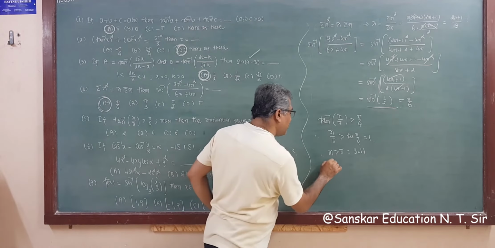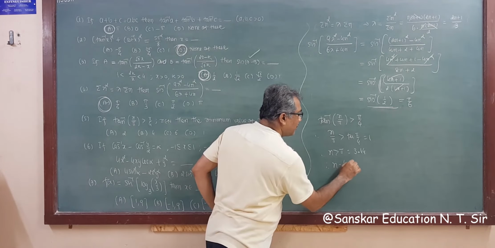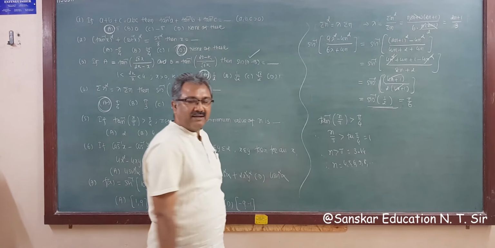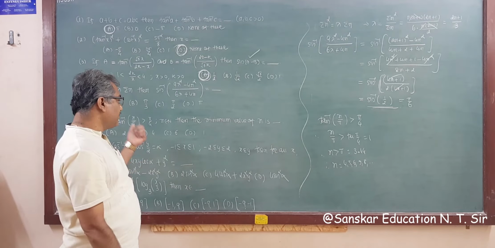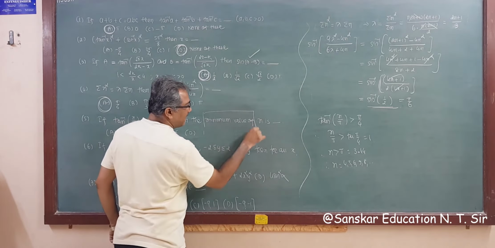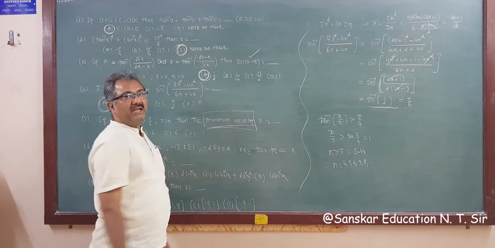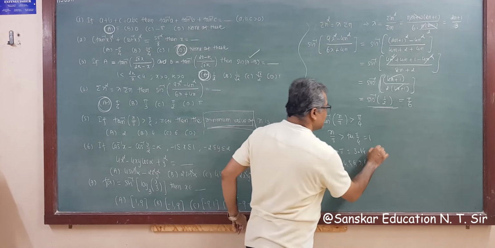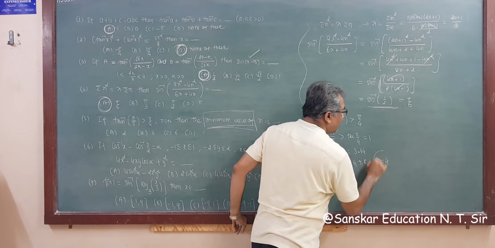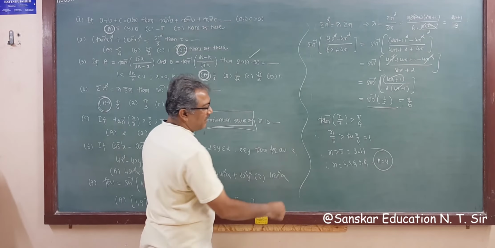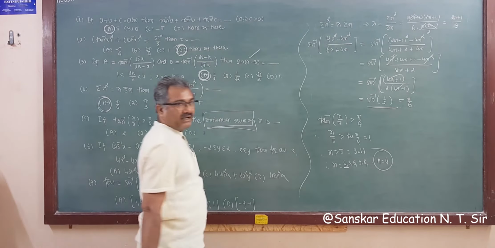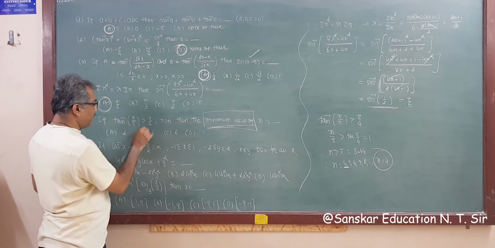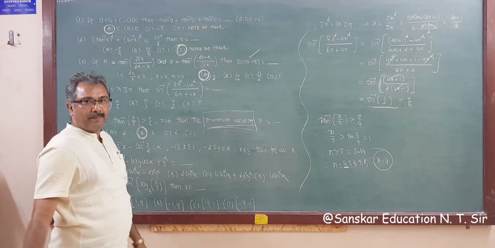So n belongs to capital N, that is, possible values of n are 4, 5, 6, 7, 8. A lot of values are possible for n. But the word is minimum value. So the minimum value from all these is 4. So your answer will be n is equal to 4. That is the minimum value, because this is the smallest value possible, smallest value 4. So this is your answer.